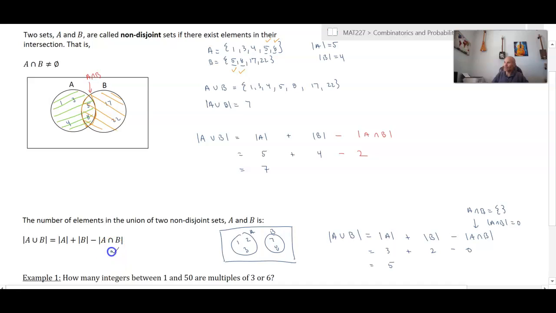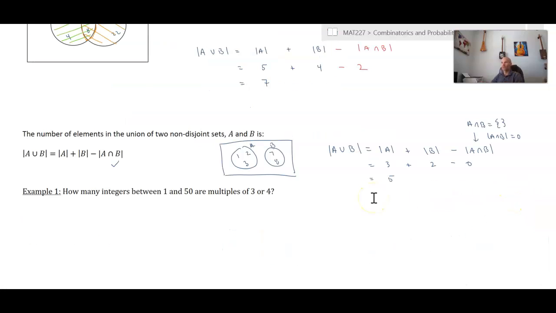But by keeping this term there, there's always that possibility that if they aren't disjoint, we do appropriately subtract away any double count. So now let's consider an example of a situation where we do have non-disjoint sets. Let's ask the question, how many integers between 1 and 50 are multiples of 3 or 4? So multiples of 3 are 3, 6, 9, 12, 15, 18, and so on. And multiples of 4 would be 4, 8, 12, 16, basically counting by 4s.